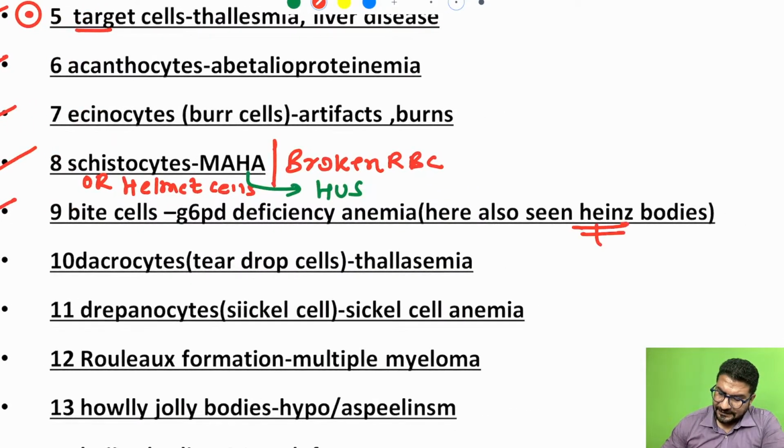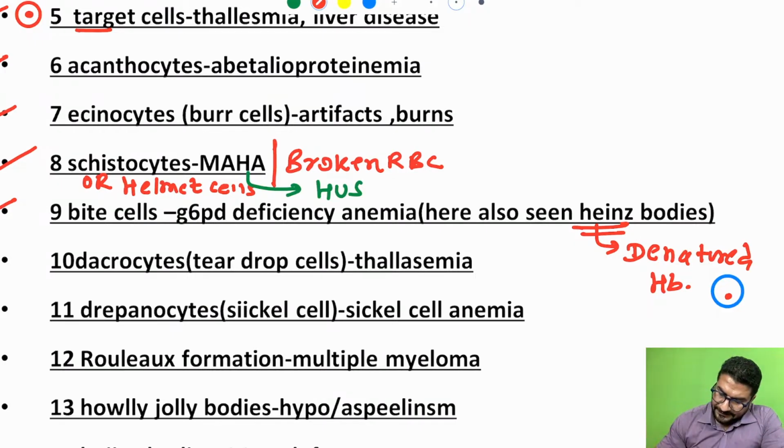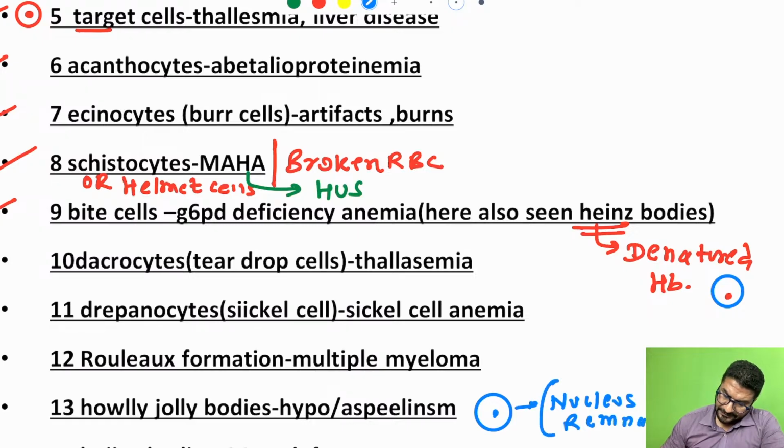So Heinz bodies are nothing but bodies inside which you will find a red color pigment. Denatured hemoglobin means the cells will have red color bodies inside. If you see a blue color body, blue will be nucleus remnant. So suppose you see this cell and in this you have a blue color body, this blue is nucleus remnant, and this is called Howell Jolly body.